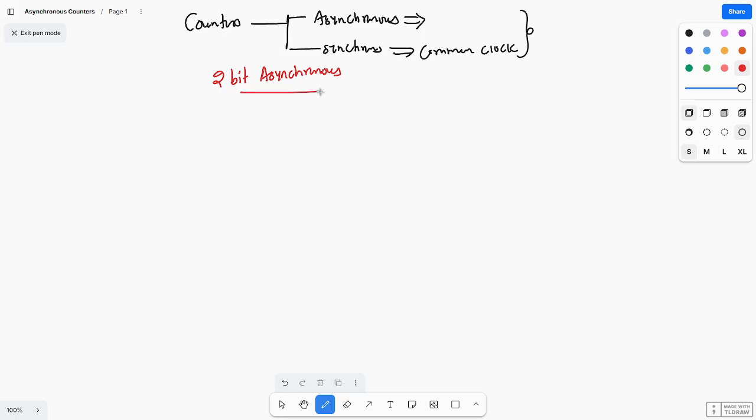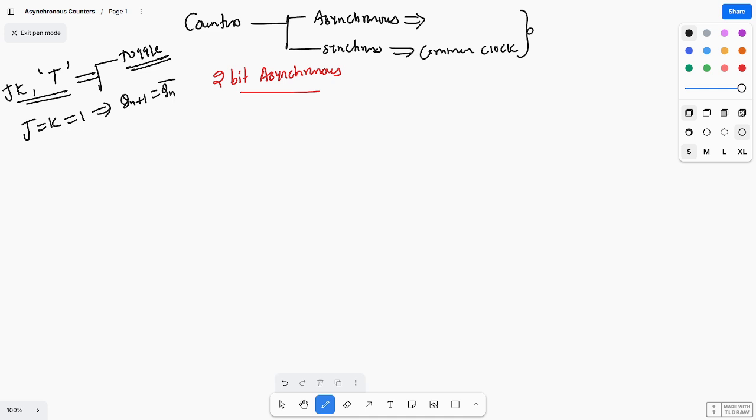What is this 2-bit asynchronous counter? For the counter, we can use T flip flop and JK flip flop for designing, operated in toggle mode. Yesterday we discussed the JK flip flop. In toggle mode, when J equals K equals 1, you get Qn plus 1 equal to Qn bar, the toggle state.